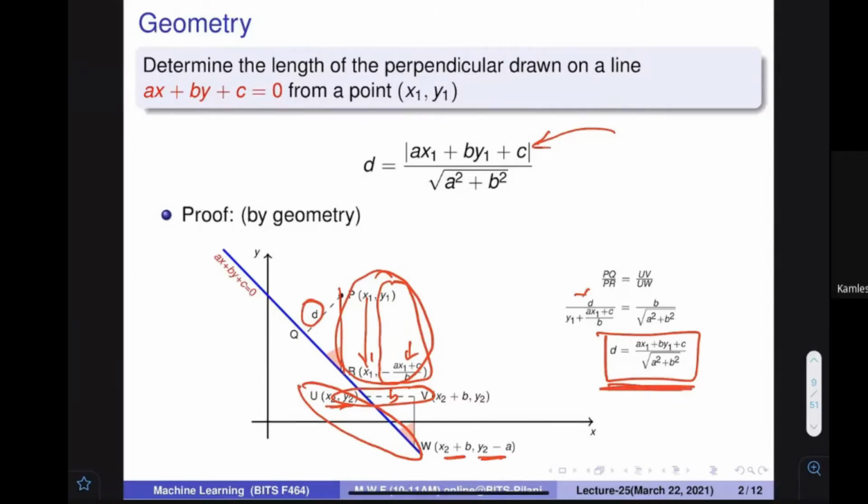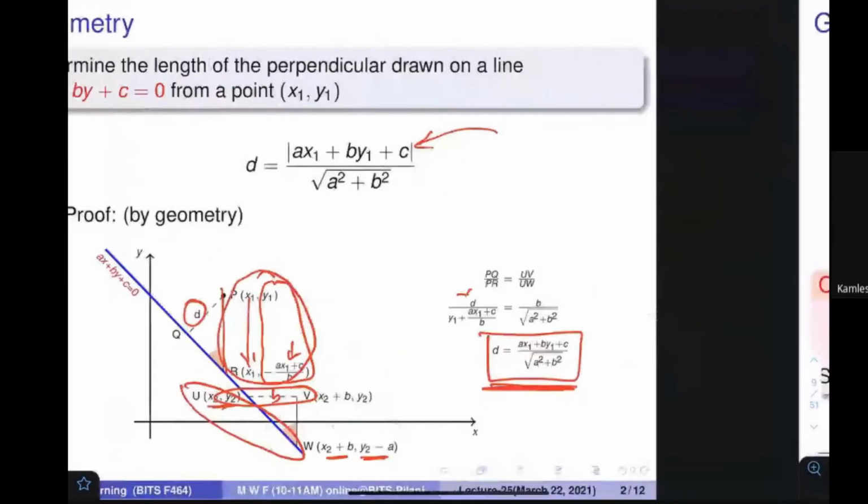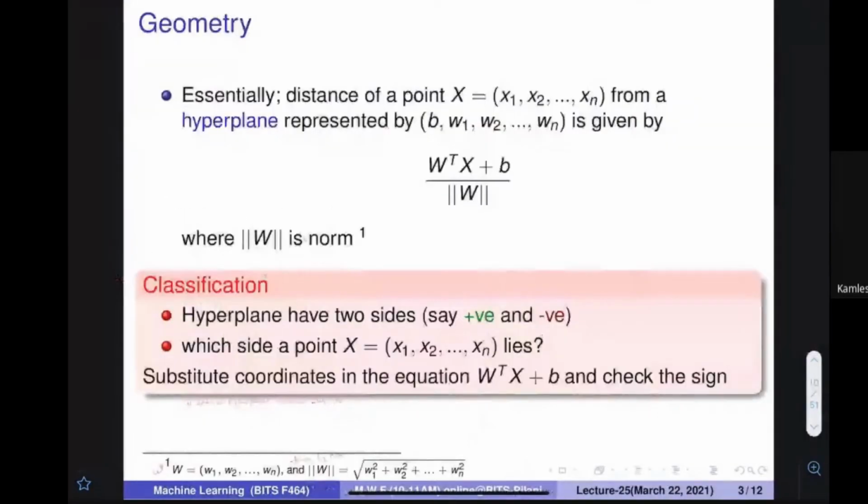Now I want everybody to understand that in geometry, given a line, if there is a point and you want to find out the distance, you can find it with this particular equation. Now you have the proof. Fine. Okay, so let us come to our business.